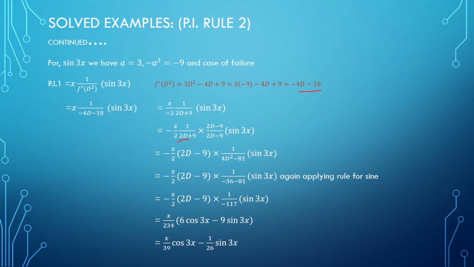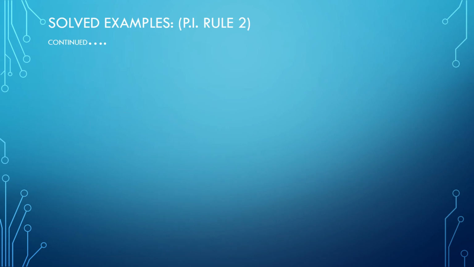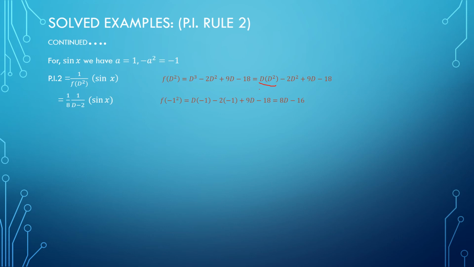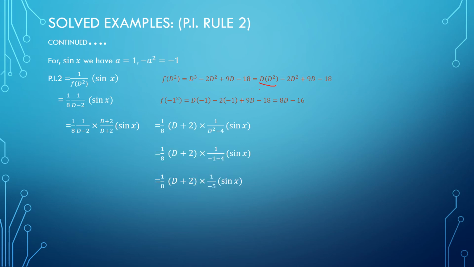We can simplify it further. For sin x, I have a equal to 1, minus a square is minus 1. So particular integral 2 will give me f of d square. This d cube I can simplify as d into d square, because I have to replace d square wherever possible. In d cube also I can replace my d square. So let us take one d separate and replace d square by minus 1. And what I get is 8d minus 16. Again I'll work the same way, and I can get particular integral part 2 here.